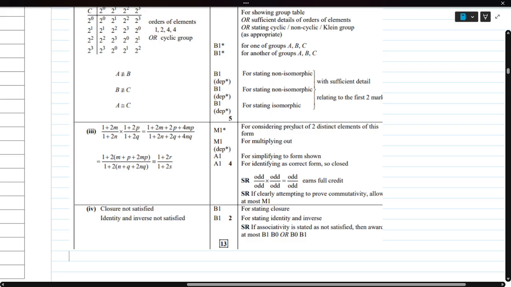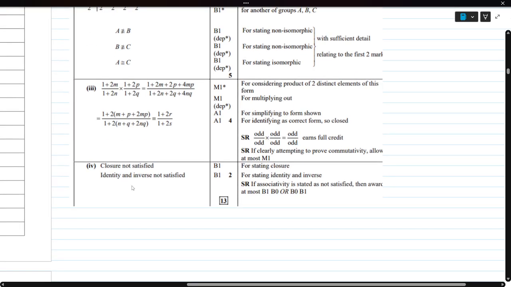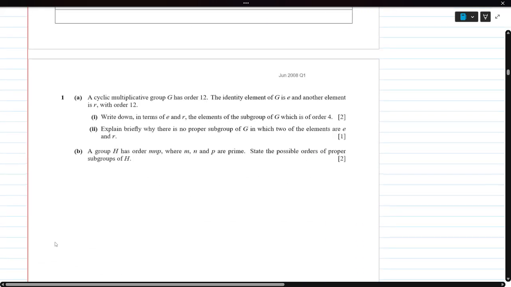They have an interesting one. What did I say here? Odd over odd times odd over odd is equal to odd over odd earns full credit. I think that's a special case. That's interesting. Closure is not satisfied. Identity is not satisfied. Okay, so I was right. Okay, good. That feels good.